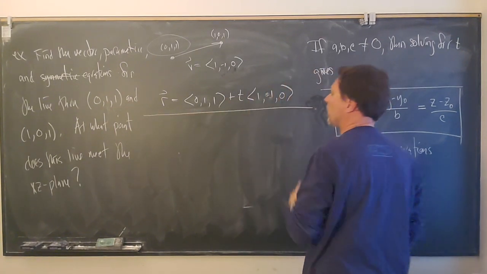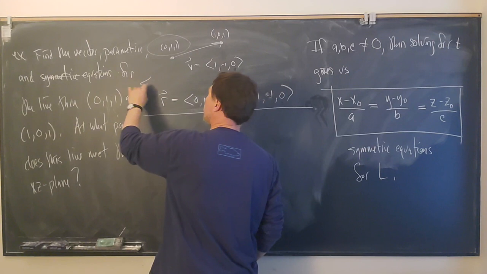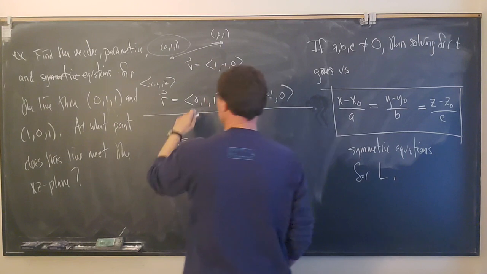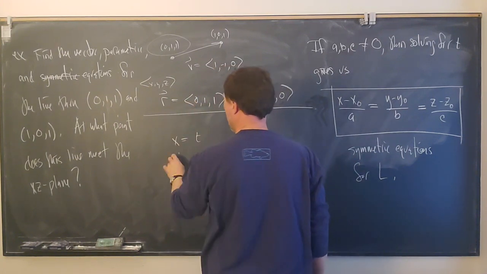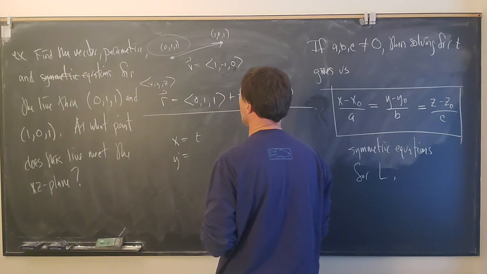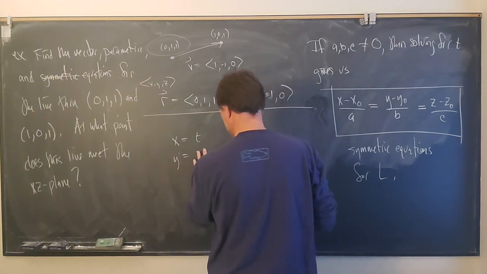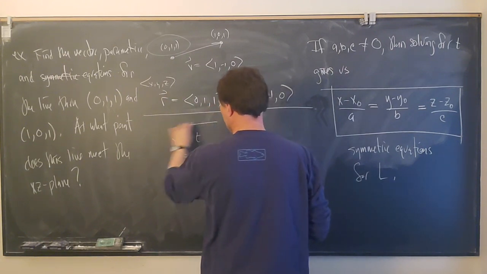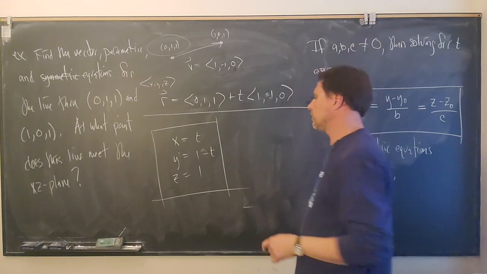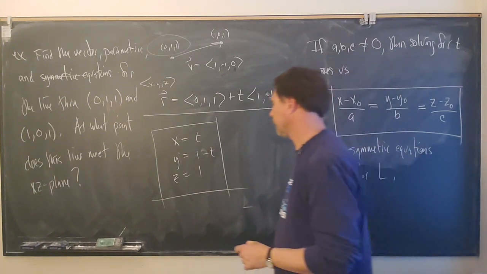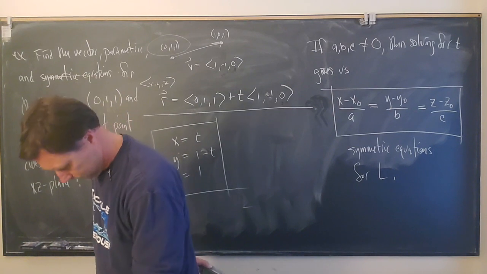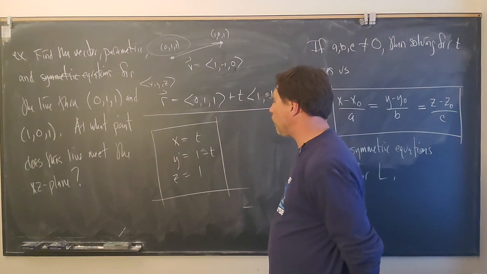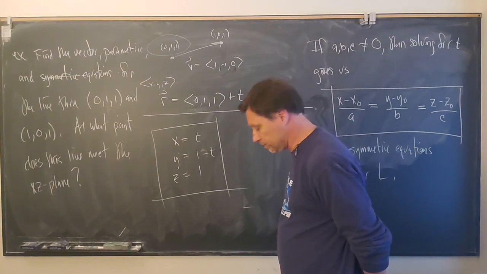For the parametric equations, right? Think of this as an x, y, z. And so now what we get is x equals 0 plus t, y equals 1 minus t, and z equals 1 plus 0t. So there it is right there. Okay, so there's the equations, and now the question is, at what point does it meet the xz plane?